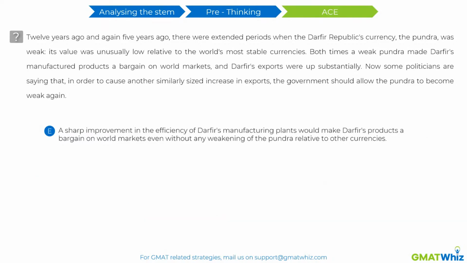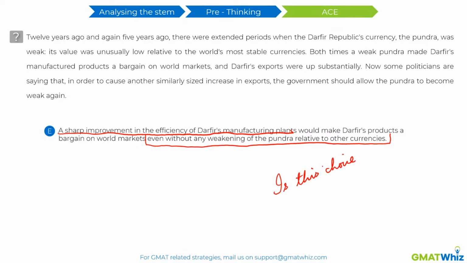A lot of you were confused between E. Now, E states an alternate plan, as Anuj has stated earlier. E is telling us that a sharp improvement in the efficiency of matching funds would make Darfur's products a bargain on the world market. We won't even need to weaken. So this choice is saying we have another plan. Is this choice weakening the current plan? Ask yourself, is this choice weakening the current plan?